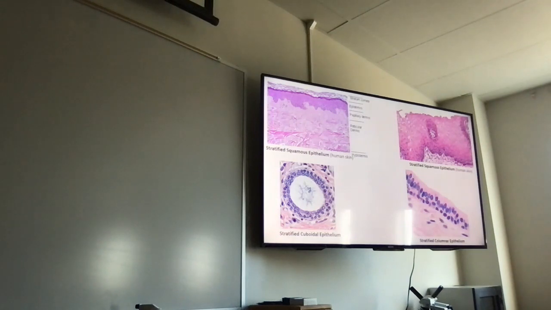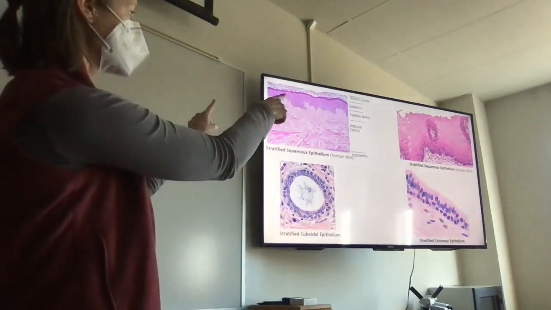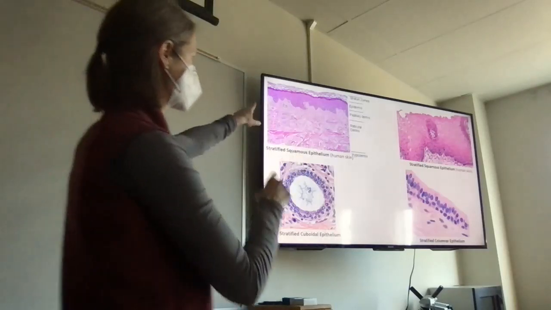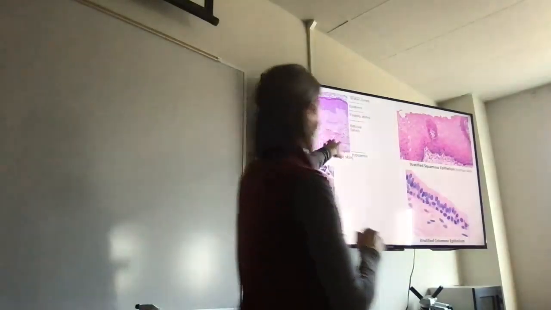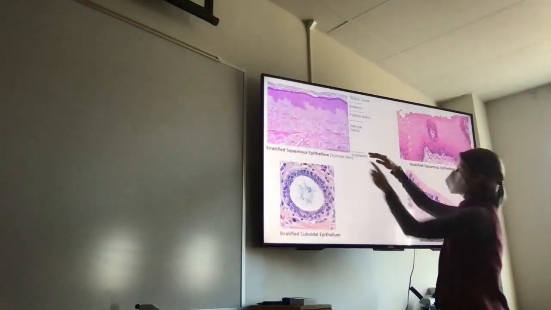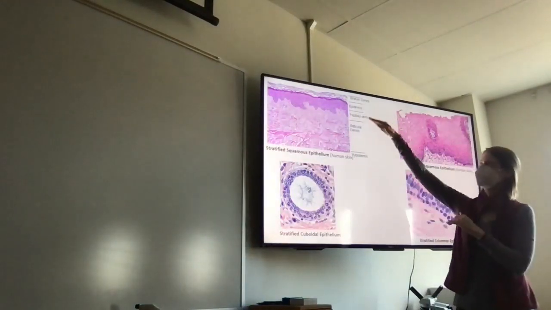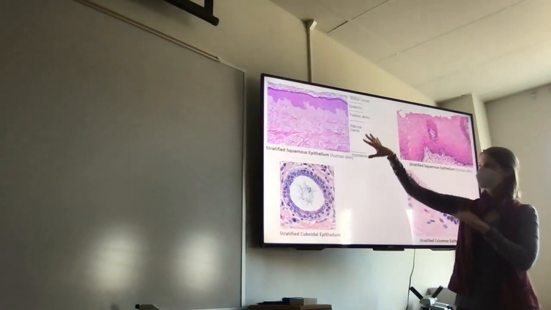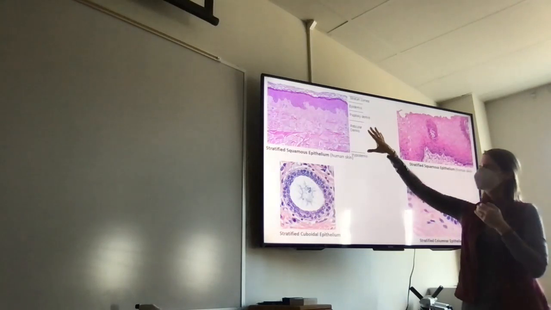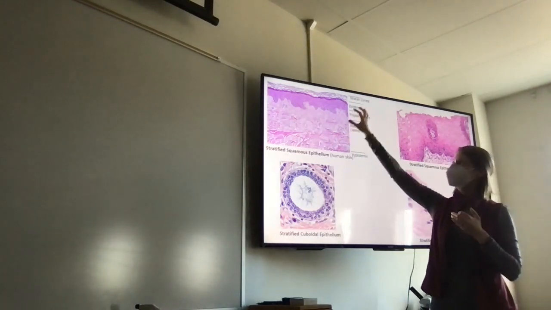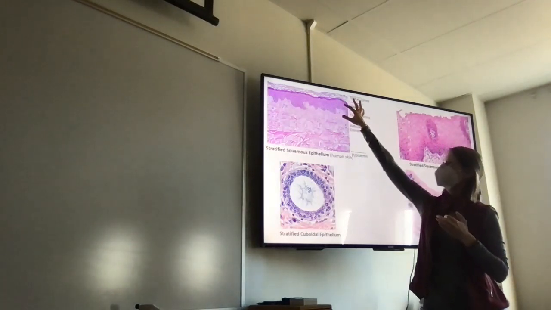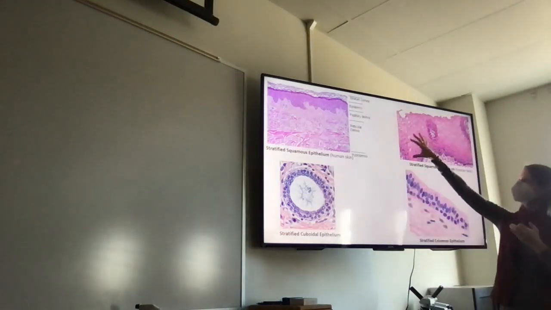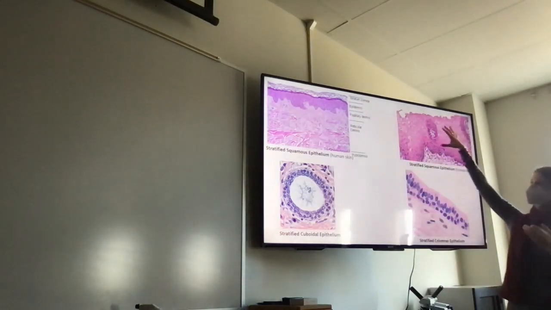So these are our stratified options. The two top ones are both squamous. One is just kind of more zoomed out. So this one on the upper left is showing a large cross section of skin. And you'll learn these different layers when we get into the integumentary system. But imagine this section up here, the epidermis area, that's what this is. So we're just zoomed in.